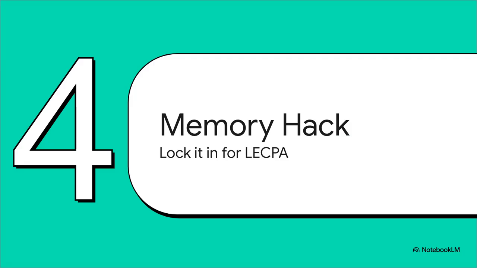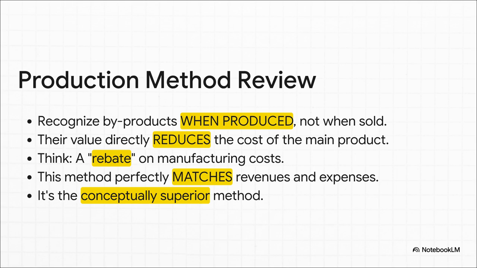Okay, we've gone through the logic. Now let's do a rapid-fire review to burn this into your long-term memory. This isn't just for your next quiz. This is for the CPA exam in 2 or 3 years. You ready? Let's go. 1. You recognize byproducts when they are produced, not when they're sold. 2. Their value directly reduces the main product's cost. 3. Your mental shortcut is the word rebate.